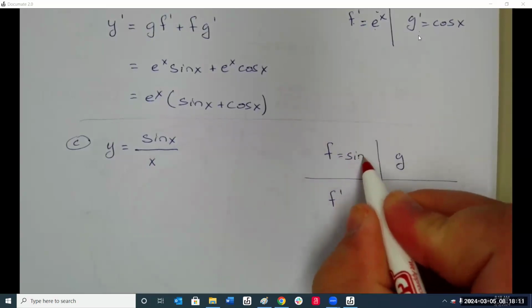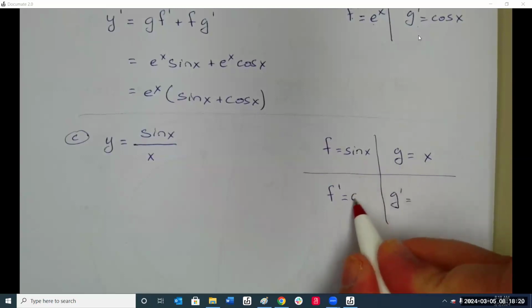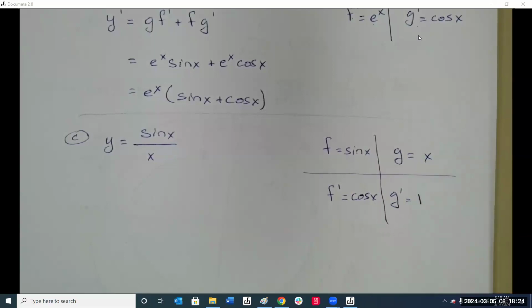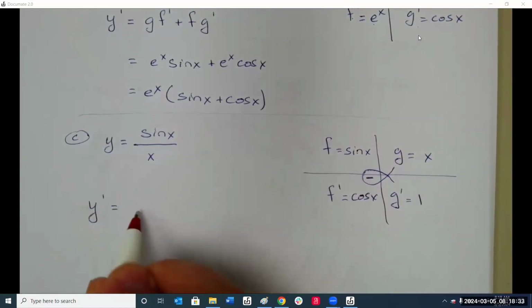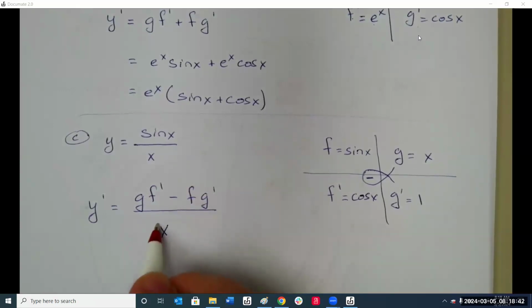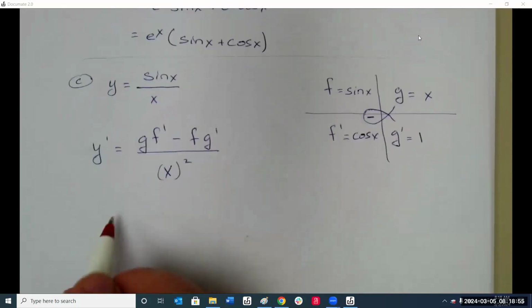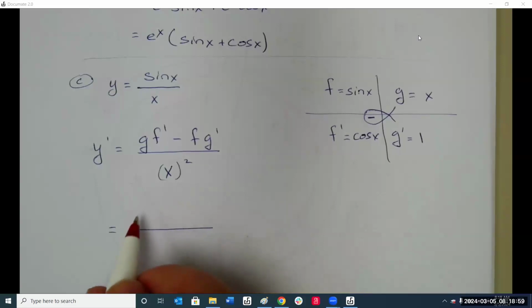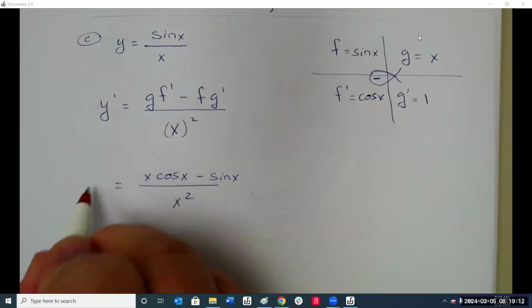So the f is the sine x, and g is the x on the bottom. The derivative of sine x is cosine x. The derivative of x is 1. Since it's a quotient, we subtract. It's g f prime minus f g prime, and you square whatever's on the bottom. And there you go. That's your derivative.